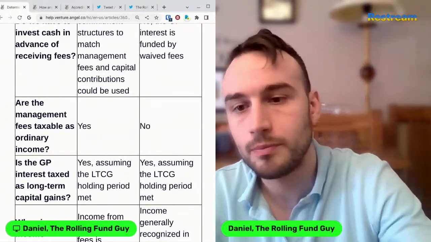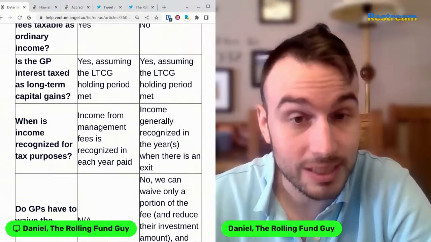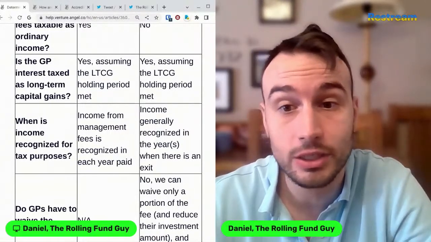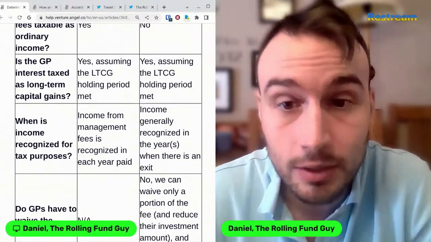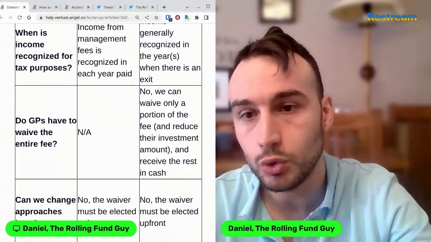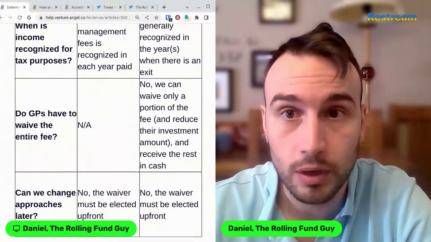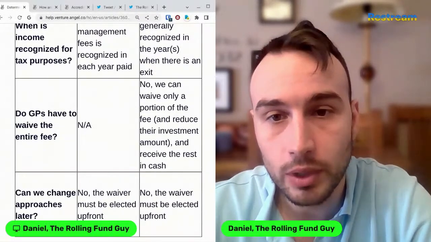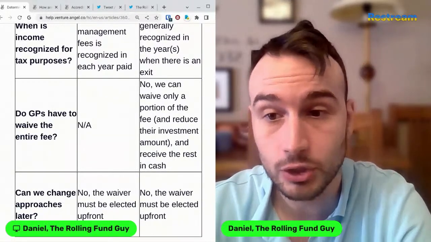And that's for both. When is income recognized for tax purposes? Under a standard GP cash commit, income for management fees is recognized in each year paid. Under a cashless commit, income is generally recognized in the years when there is an exit. Do GPs have to waive their entire fee? Well, it's not applicable for a standard cash commit. For a cashless commit, no, we can waive only a portion of the fee and reduce their investment amount and receive the rest in cash.